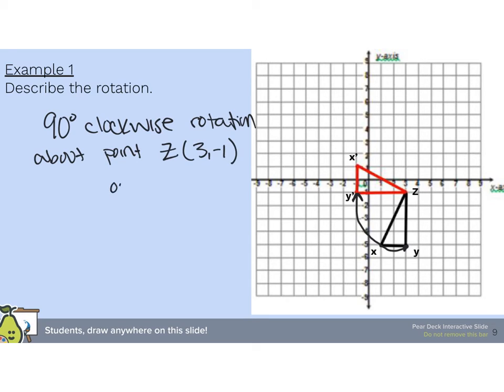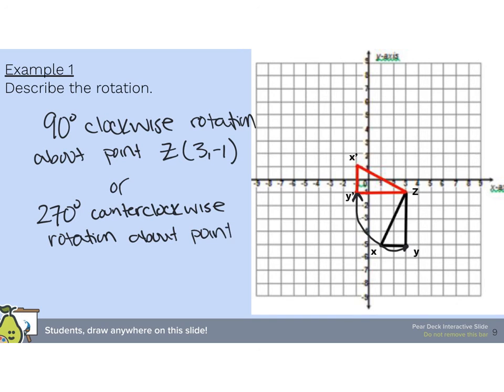Or there's always two options. So the opposite of 90 is going to be 270. The opposite of clockwise is going to be counterclockwise. Rotation about point Z, 3, -1. So those are the two options for this particular rotation.